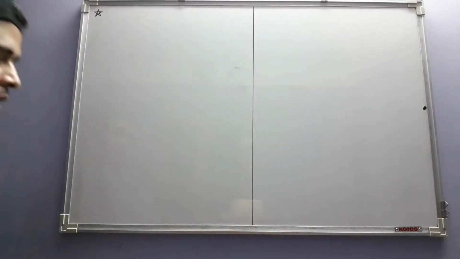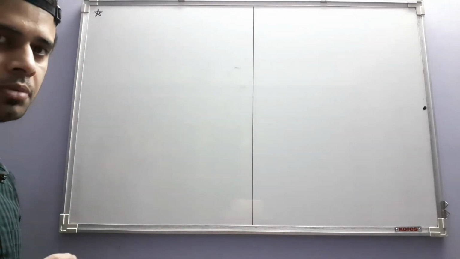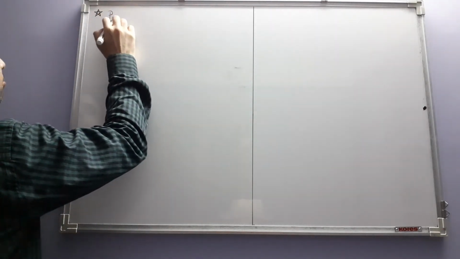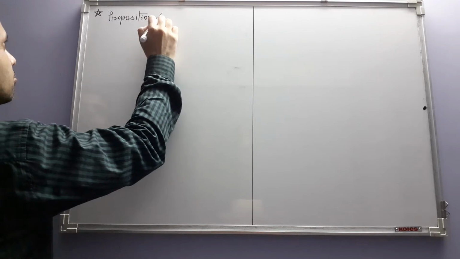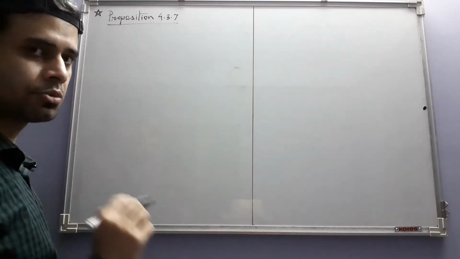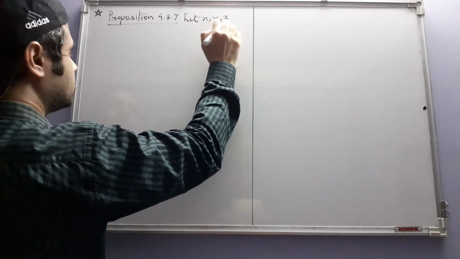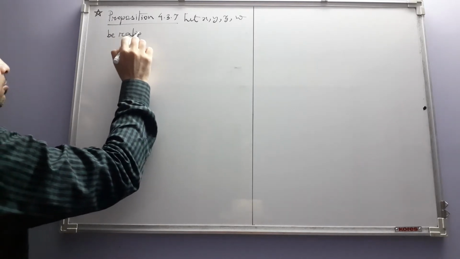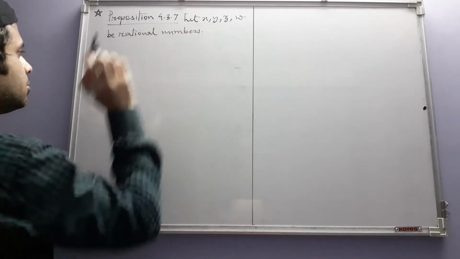Okay, so let us continue with proposition 4.3.7, which states the basic properties of epsilon closeness. So we start by considering four rational numbers. Let x, y, z and w be rational numbers.